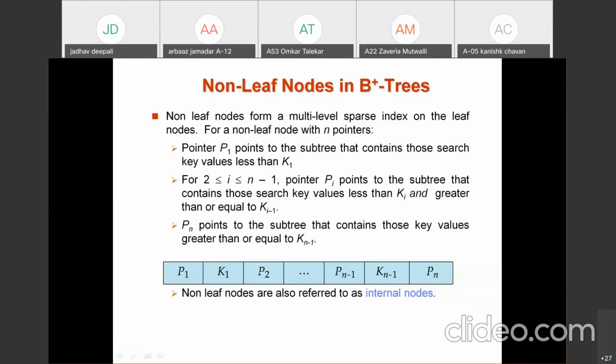And the pointer P2 points to the subtree that contains the search key values greater than or equal to K1 and less than K2. Pointer Pi points to the subtree that contains the search key values which are greater than or equal to Ki minus 1 and less than Ki. And the last pointer Pn points to the subtree that contains those search key values which are greater than or equal to Kn minus 1. That is about the non-leaf node.